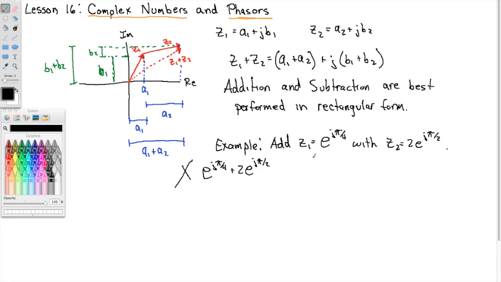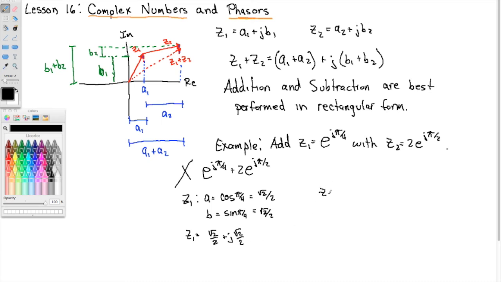So z1 here has a magnitude. The magnitude is the number out in front in exponential form, so this is 1, and a phase pi over 4. So the x-coordinate is a equals 1 times the cosine of pi over 4, and the imaginary coordinate is 1 times the sine of pi over 4. The cosine of pi over 4 is root 2 over 2. Sine of pi over 4 is also root 2 over 2. So z1 can be written as root 2 over 2 plus j root 2 over 2.